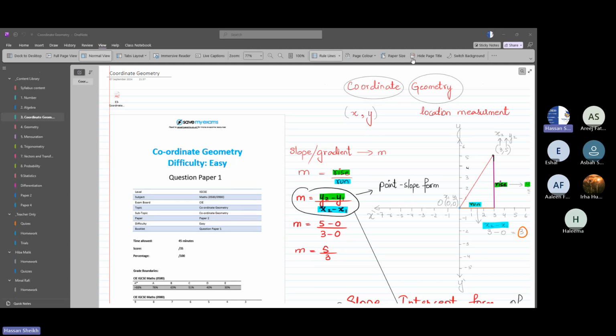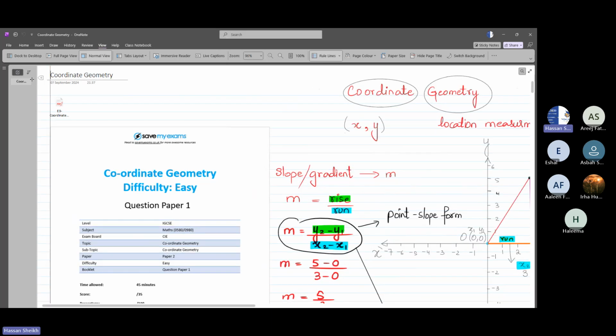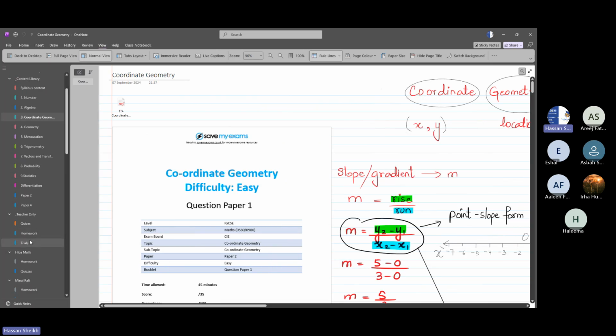Yes, students, am I audible? Yes. Okay, students, am I audible? Yes. Okay, so let's start with the coordinate geometry. Before we solve questions from coordinate geometry, I think we need to move that sheet.